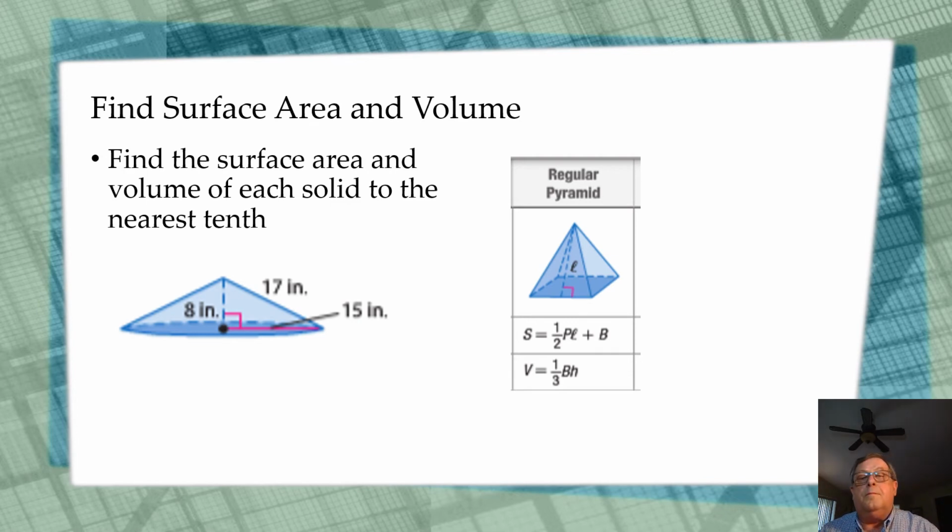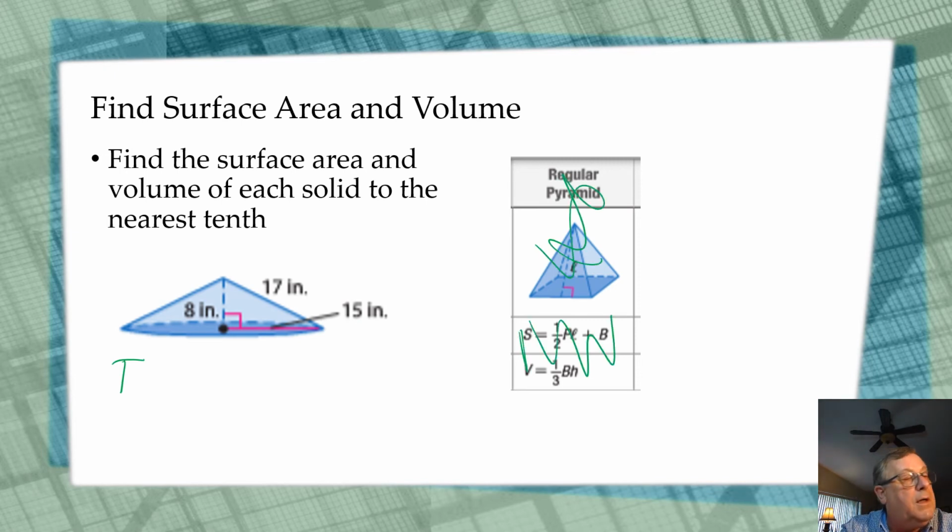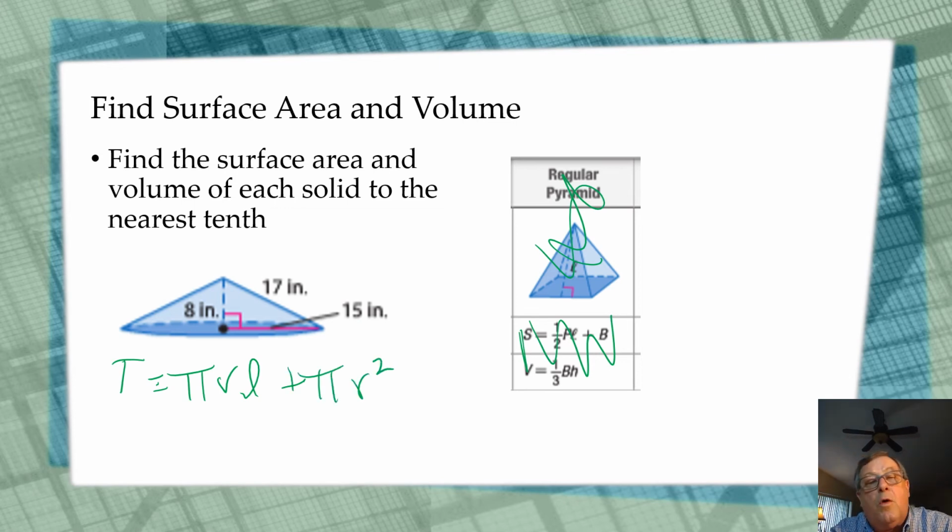The total surface area, which we mark as T, for a cone, this is not any good to us. That's a regular pyramid. We need a cone. T is equal to pi times the radius times the length. And the length here is the slant length. We'll discuss what that is later. Plus pi times the radius squared.